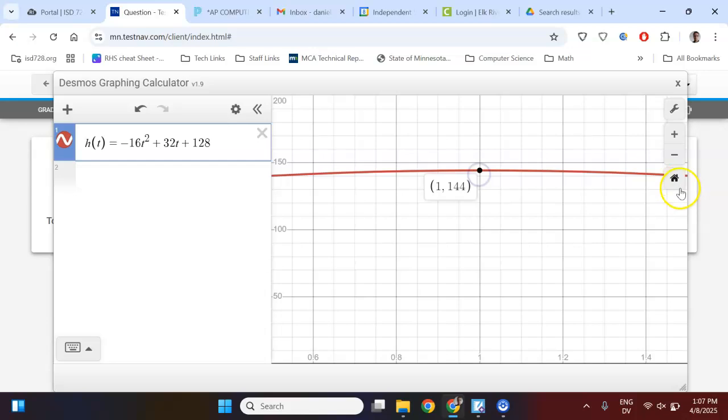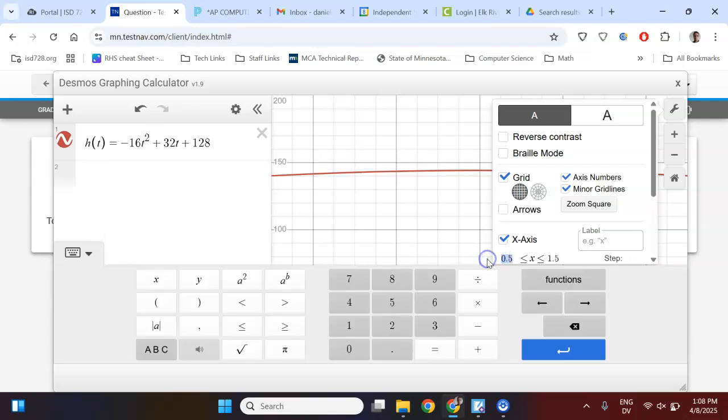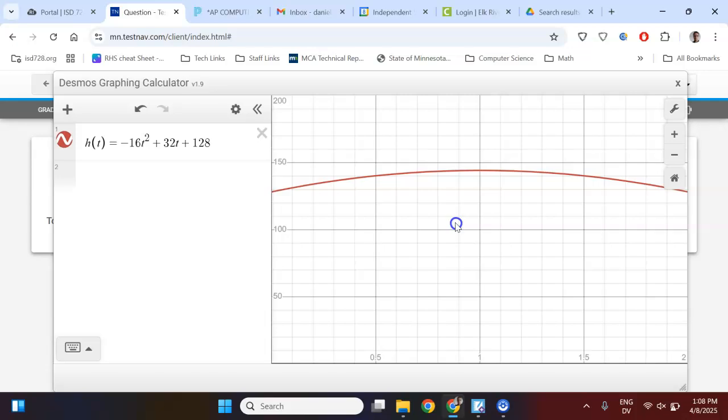144. And again, I manually set these by clicking here and setting my x-axis, and I could go out a little farther if I wanted to, maybe do 0 to 2 or something. I don't know if that'll help, but let me look. Yeah, that's actually a better view. So now 0.5 is about 140, and 1.5 is about 140.